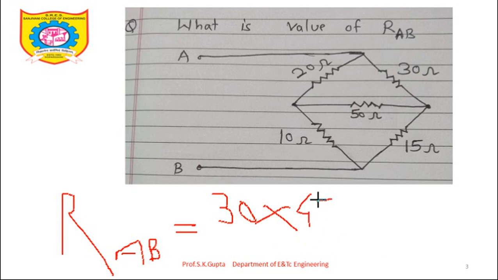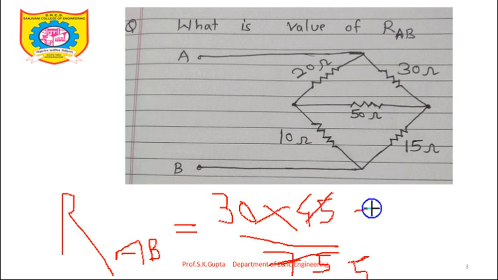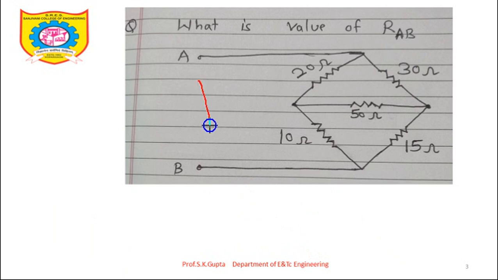So can anyone tell me the answer? Okay, so 15 into 3 is 45 and 15 into 5 is 75. So this will be 5 and this will be 3. Then again this will get cancelled: 5 into 1 and 30 into 5 into 6. So here it will be 6. So overall 6 into 3, the correct answer is 18 ohm. So RAB is 18 ohm is the answer.